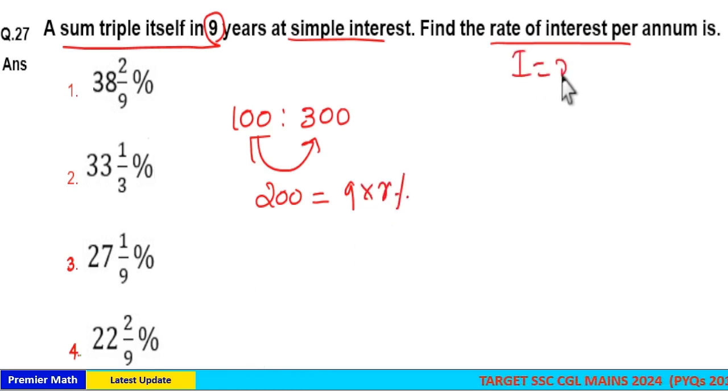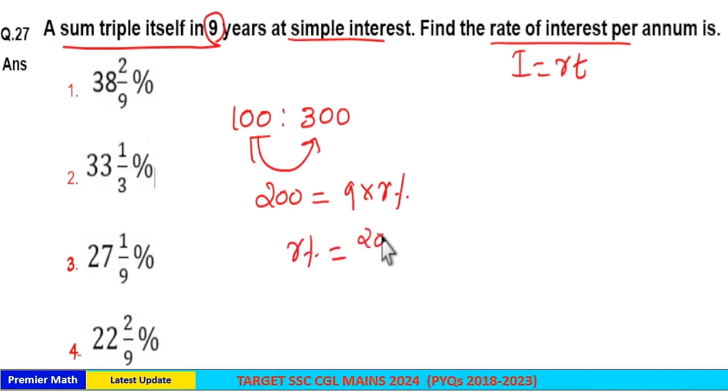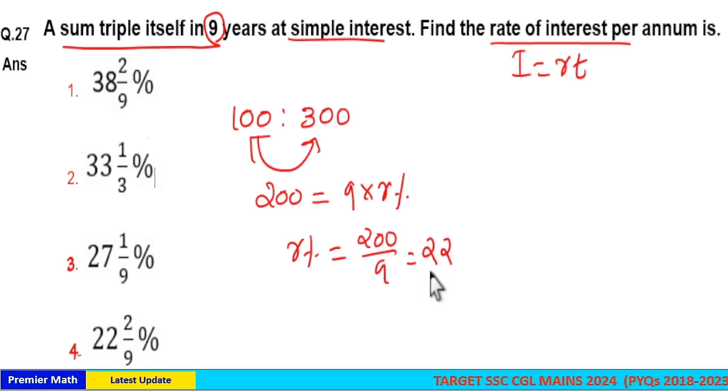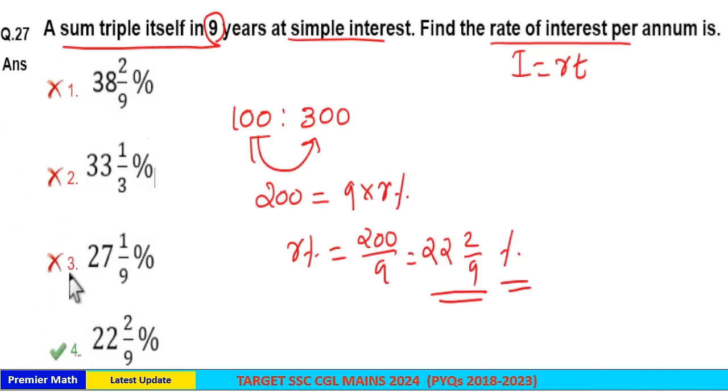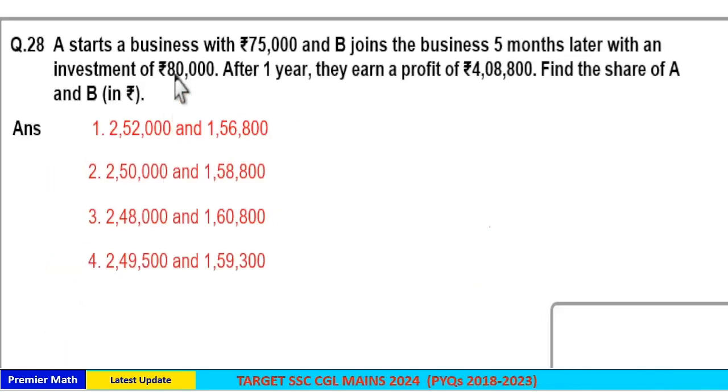Interest is equal to principal into rate into time. So, 200 generated at R% for 9 years. Then, R% here is equal to 200 by 9. 9 goes 2 times in 18. Again, 9 goes 2 times in 20. Remainder is equal to 2 by 9. So, 22 and 2 by 9%. Option 4 is your answer. Rate is equal to 22 and 2 by 9%.